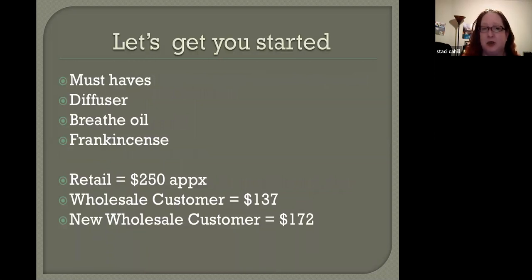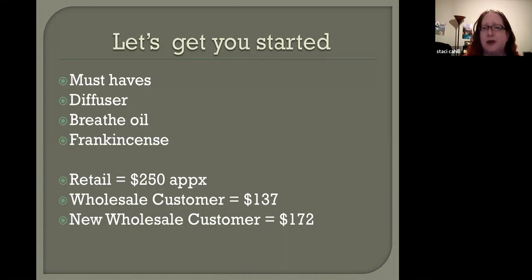In Stacy's world, the things that you have to have if you're dealing with ongoing respiratory issues: a diffuser, Breathe oil, and frankincense. You can't get much simpler than that. If you are new to doTERRA and just a customer buying at retail, that's about $250 depending on which diffuser you choose. If you already have a wholesale account and you're a customer with doTERRA, thank you for being here tonight. Those 3 products for you will be approximately $137.